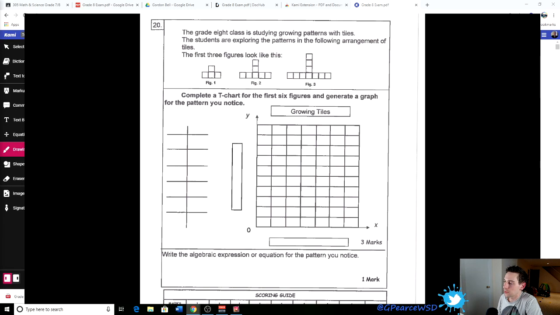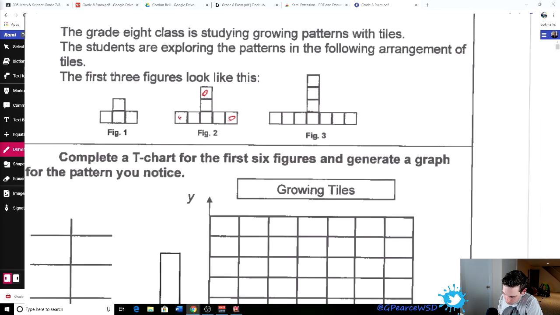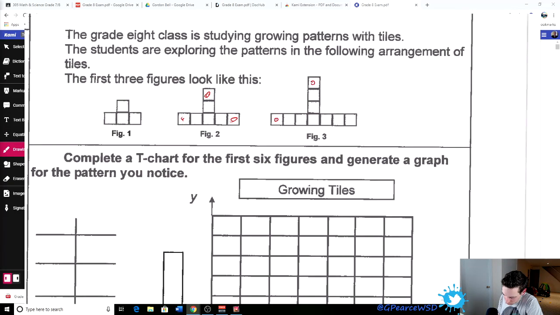Alright, so X and Y, growing tiles. The grade 8 class is studying growing patterns with tiles. The students are exploring the patterns in the following arrangement of tiles. The first 3 figures look like this. Figure 1, figure 2, figure 3. So it looks like they're just adding on every time. They're adding 3 each time. So we start with 4, and then we have 7, and then we have 10.